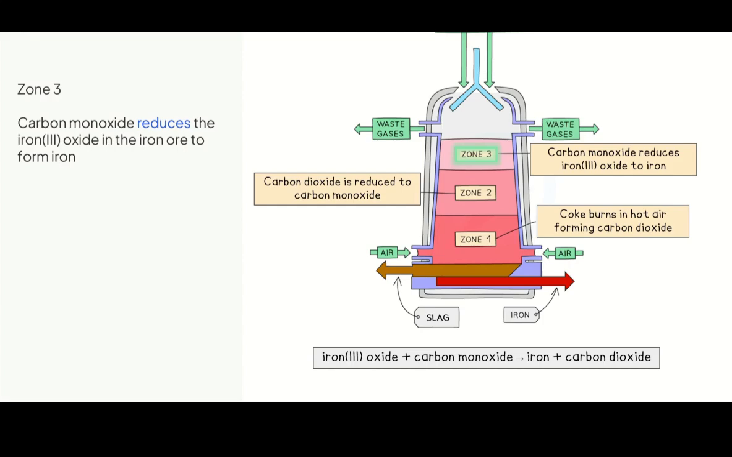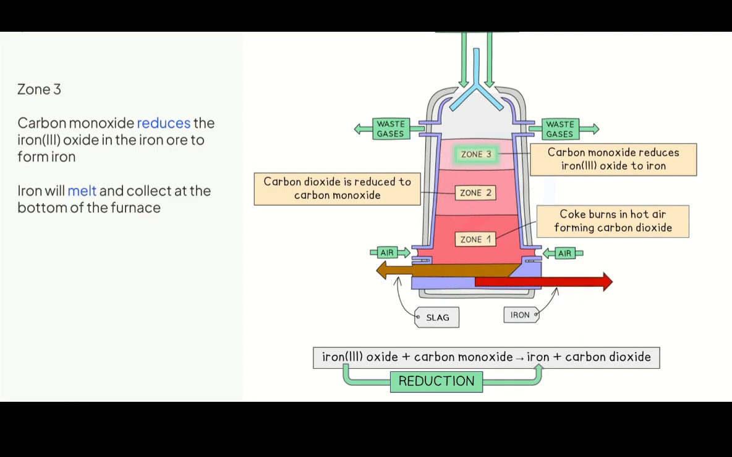Carbon monoxide is therefore the reducing agent. The liquid molten iron is more dense than the impurities, so it sinks to the bottom of the blast furnace and is tapped off. Remember, the molten iron is the bottom layer because of its density.